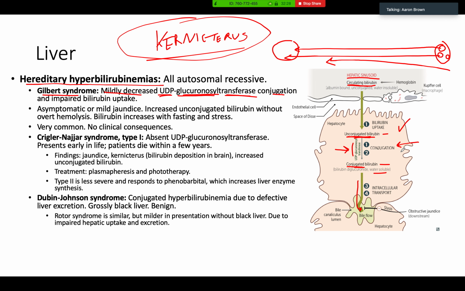Okay, so what does it look like? Asymptomatic for most of the time. If your patient has fasting, if your patient has stress, yes, now we may get a little bit of jaundice. Okay, however, otherwise we are not going to have a lot of big symptoms. Okay, this is actually pretty common, not a lot of clinical consequences. We're not really worried about kernicterus too much in these patients because they still have enough of this enzyme, UDP glucuronyl transferase, to get by.